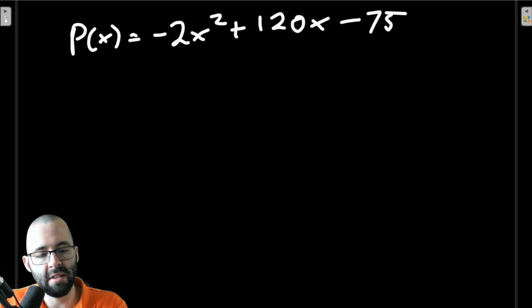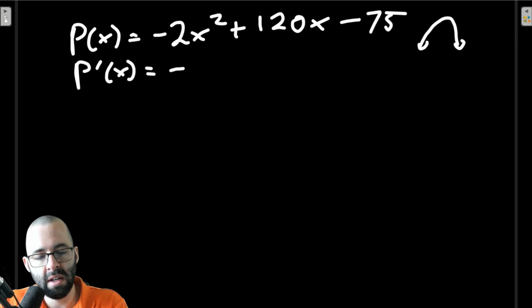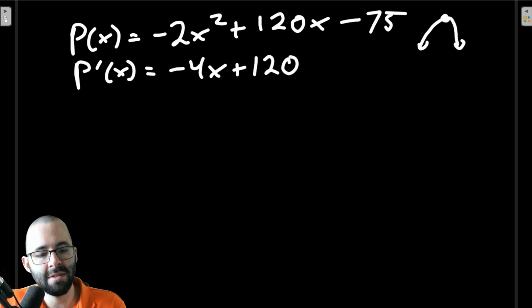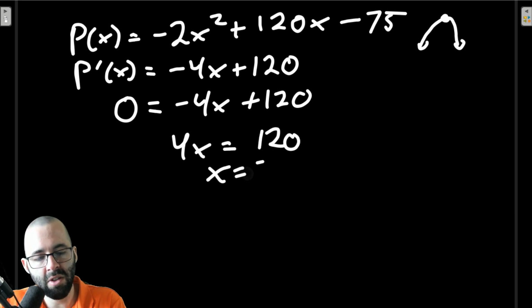Our profit function is a downwards parabola. Right? It's a quadratic with a negative leading term. We want to find the maximum. So let's look at the derivative. Derivative of this profit function is negative 4x plus 120. Local extrema will happen at critical points, which is when the derivative equals 0. Solve this real quick. You'll get x is equal to 30.